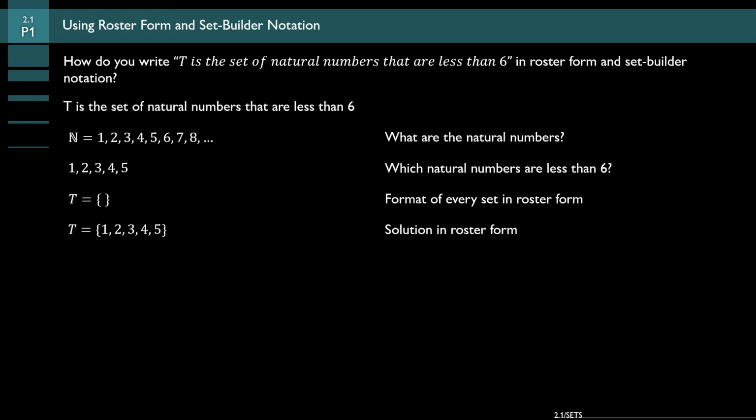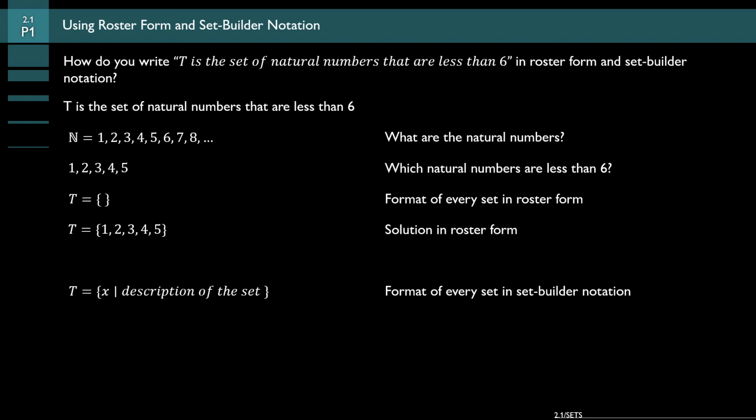Now we're going to build it in set builder notation. And set builder notation, just like roster form, has a template that you have to follow every single time. So since the name of our set is T, we're going to start with that, and equals, and then an open brace. So you can see that the first 3 elements, or the first 3 things that you do in building your set, are all the same.